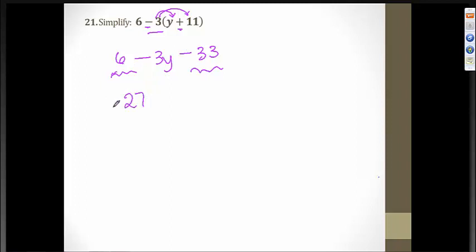And what's the sign of that 27 going to be? It's going to be minus because the negative was the bigger number, right? And then we just bring down the negative 3y. So your answer would be negative 27 minus 3y. And of course, you can also write this as negative 3y minus 27. Just make sure that you keep all of your terms the sign that they were before.